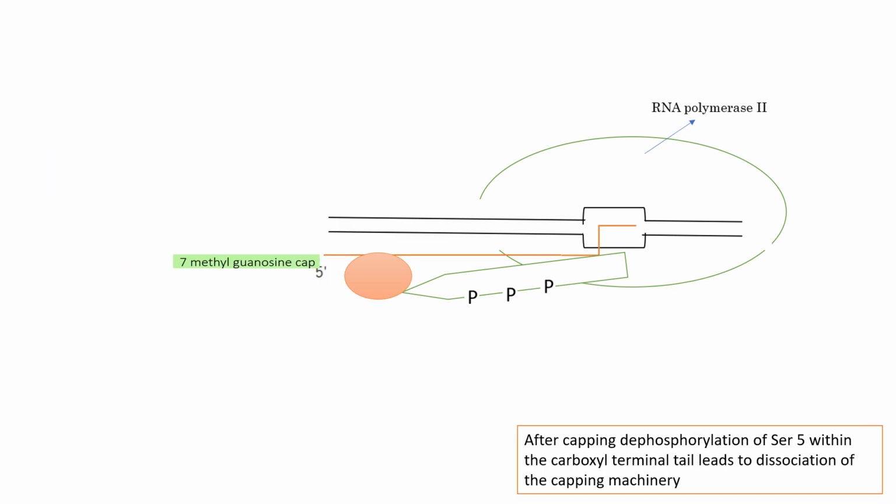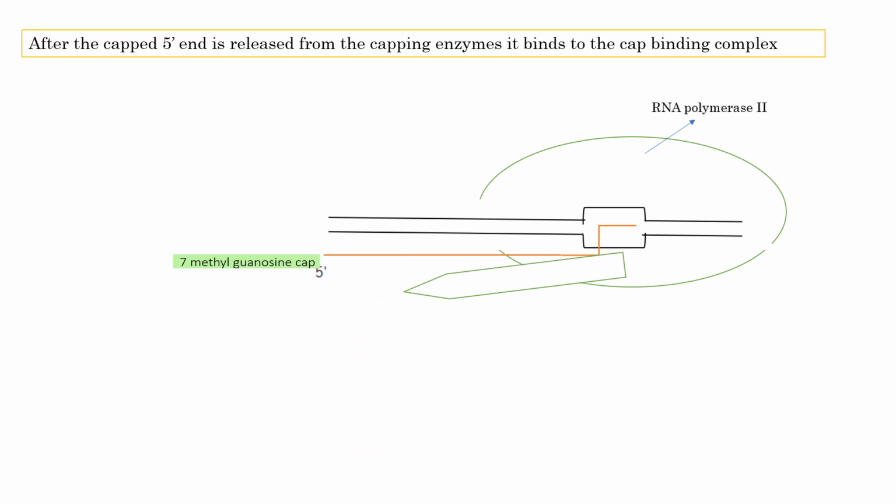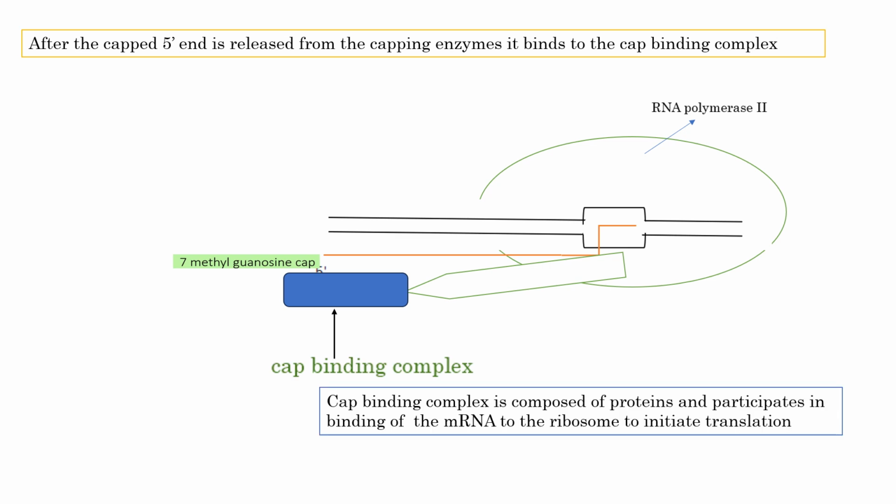After capping, dephosphorylation of the serine 5 within the carboxyl terminal tail leads to the dissociation of the capping machinery. After the capped 5' end is released from the capping enzymes, it binds to the cap binding complex. The cap binding complex is composed of proteins and participates in binding of the mRNA to the ribosome to initiate translation.